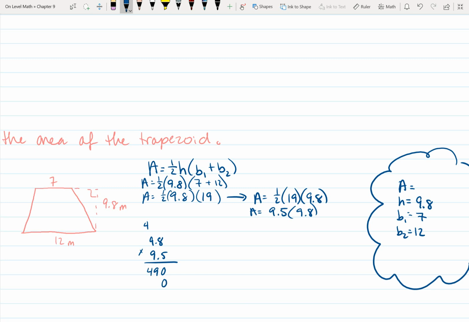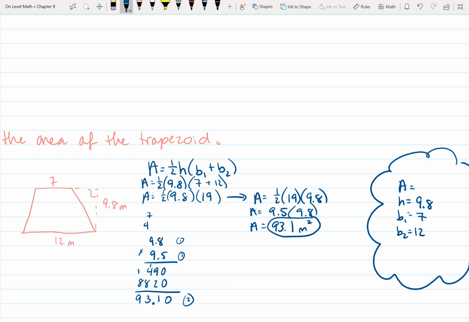9 times 8 gives us 72. 9 times 9 gives us 81, plus 7 is 88. We've got 2 decimal places, 1 here and 1 here, so for our product, we need to move the decimal over twice. And our final answer, A equals 93.1 meters squared.